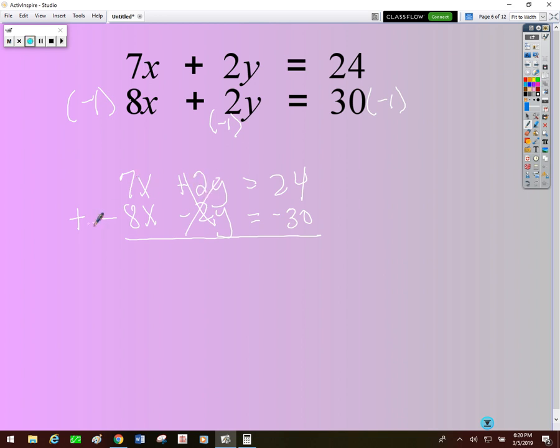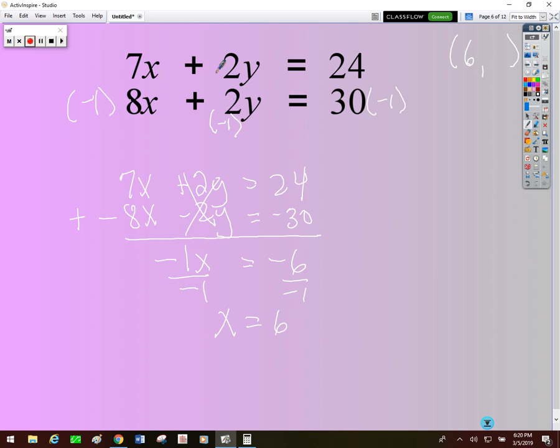So 7x plus a negative x is a negative 1x. I'm sorry, 7x plus a negative 8x is a negative 1x. And 24 plus negative 30 is negative 6, right? All right, so then if I divide by negative 1, I should get x is equal to 6. So half of my solution, the x value, is 6. I just need to find the y.